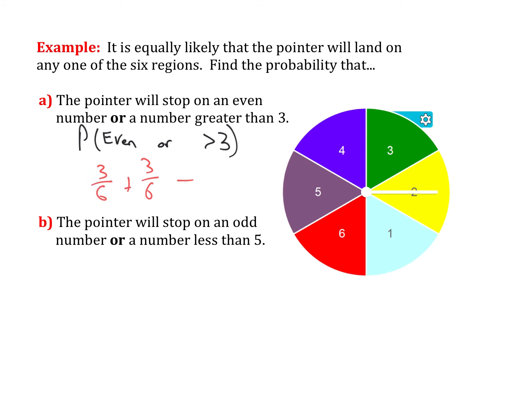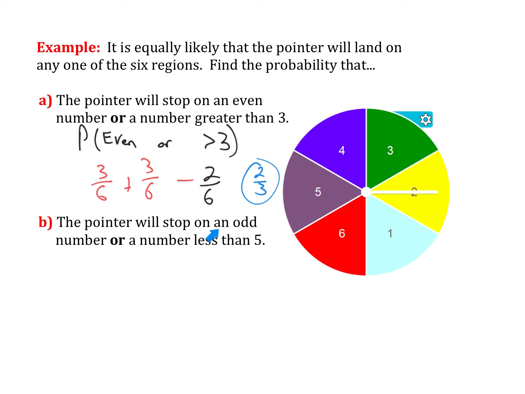So the even numbers, that was 2, 4, and 6. The numbers greater than 3 were 4, 5, and 6. Well, the 4 and the 6 were included in both of those. So I've double counted 2 separate occurrences. I need to subtract those away. If I combine like terms here, I'd get 4 over 6, and that's going to reduce to 2/3.